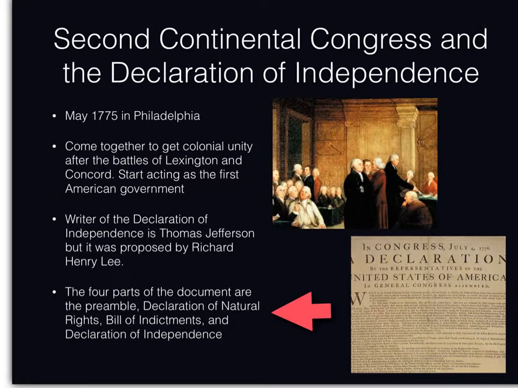Next is the Bill of Indictment. And this explains how Britain violated natural rights and why, using statements that would refer to King George III. Finally, the Declaration of Independent States. Britain violated rights. United States are free to break away.